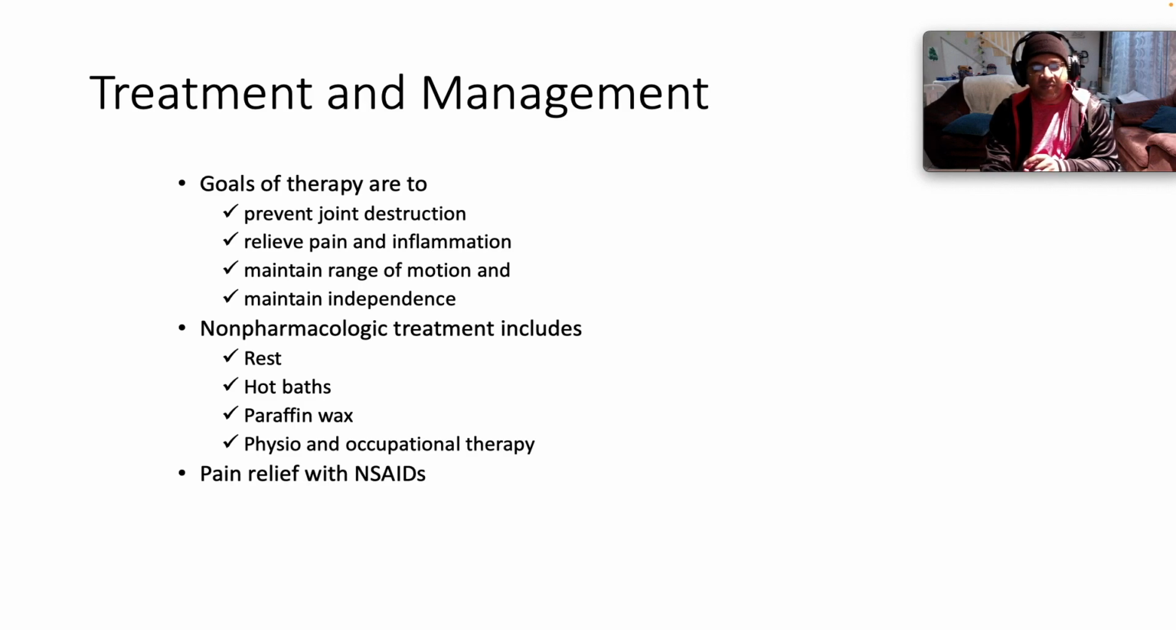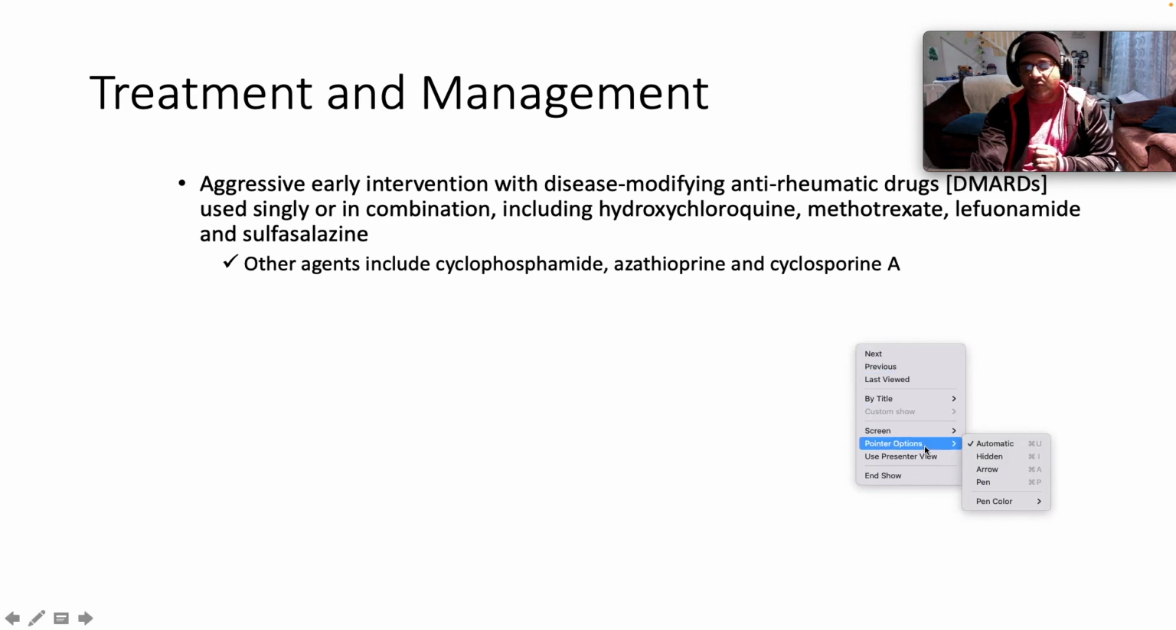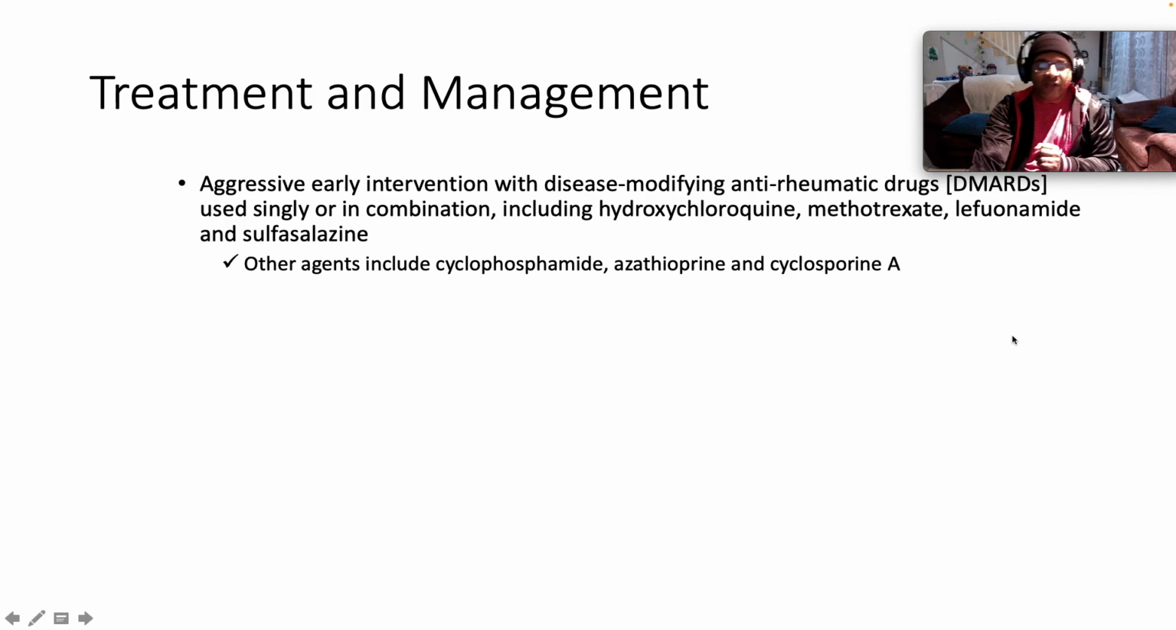physio, occupational therapy, then pharmacologically pain relief with non-steroidals, right? Aggressive early intervention with disease-modifying anti-rheumatic drugs. Those are going to help you, right? DMARDs, used singly or in combination, include our beloved hydroxychloroquine, but the anchor drug is methotrexate.